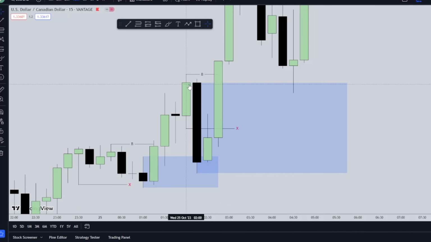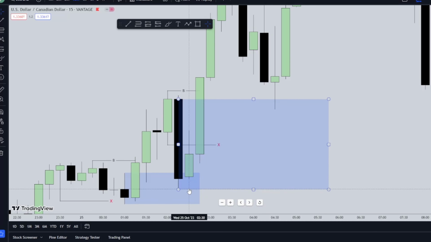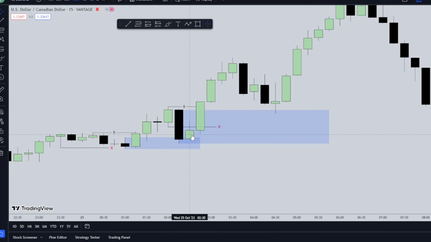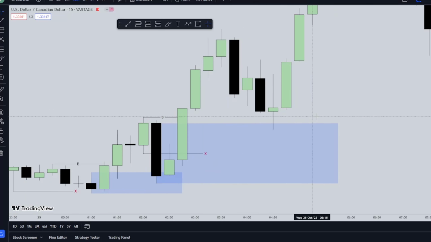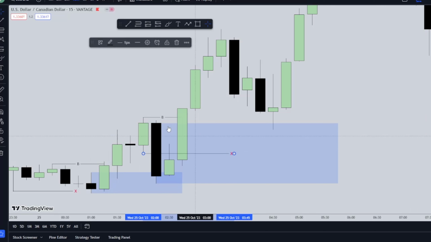Then after this move, nagkaroon ng retracement dito sa order block. Then another impulse move, mas malaki siya. Okay, after ng mas malaking move, sobrang ganda na neto. So nag-liquidity grab ba? Yes. Okay, this low, this candle, bumaba siya dito sa low ng candle na to. After taking this low, okay, nag-close siya dito, tapping this order block, then boom, impulse move.